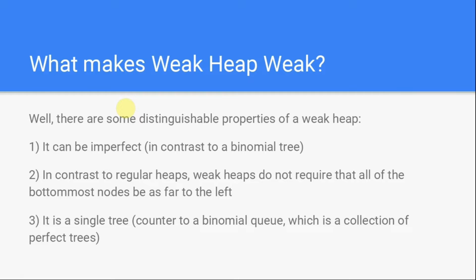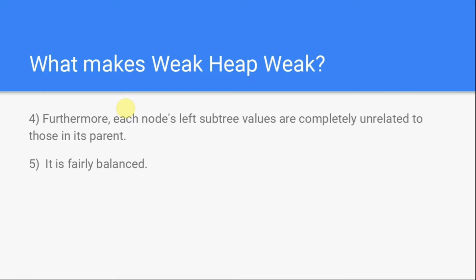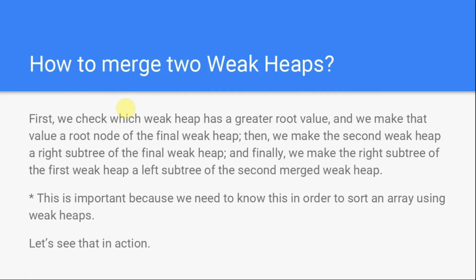And the third property says that it is a single tree, counter to a binomial queue, which is a collection of perfect trees. And the fourth property says that each node's left subtree values are completely unrelated to its parent. And the fifth property is it's fairly balanced. Alright, so now let us take a look at how to merge two weak heaps.